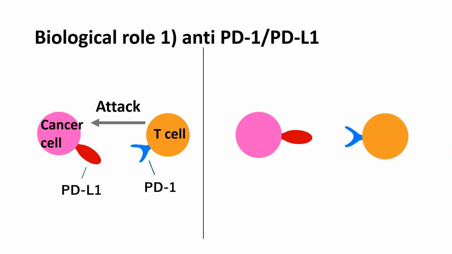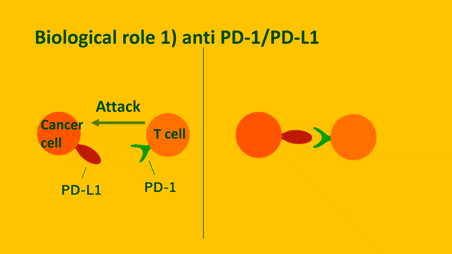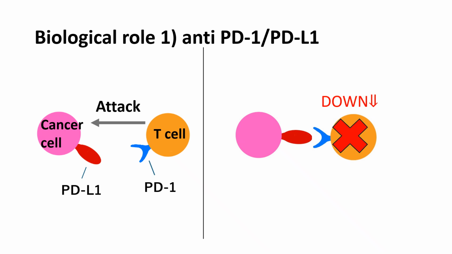Let's begin with anti-PD-1 and PD-L1. First, please look at the figure on the left. T cell attack cancer cell. However, when PD-1 binds to PD-L1, the T cell becomes inhibited and stops attacking the tumor.